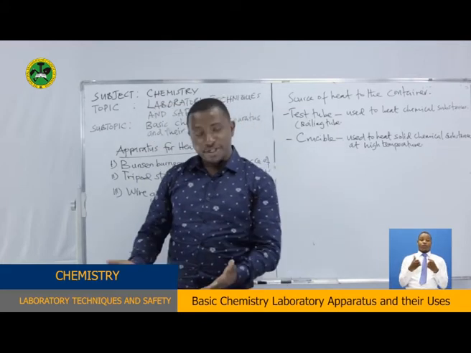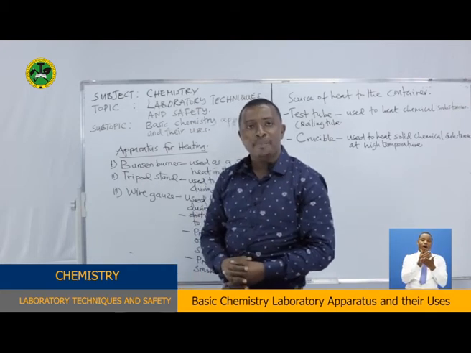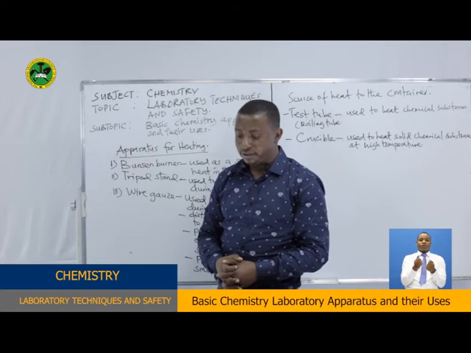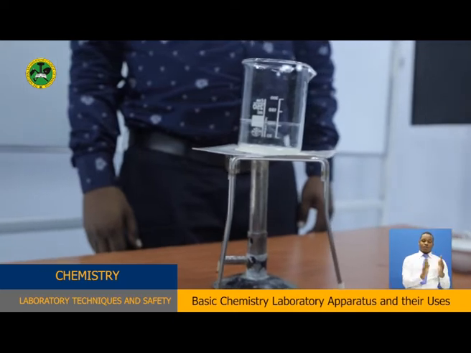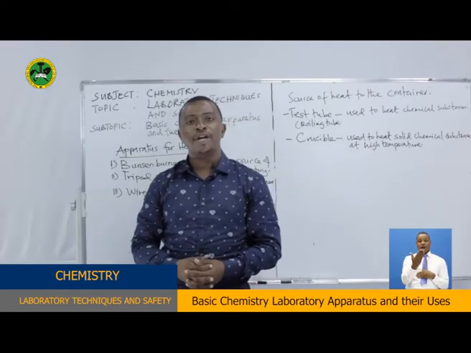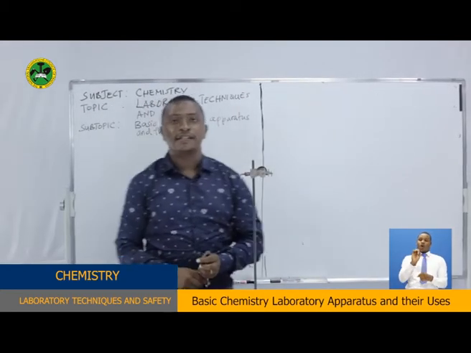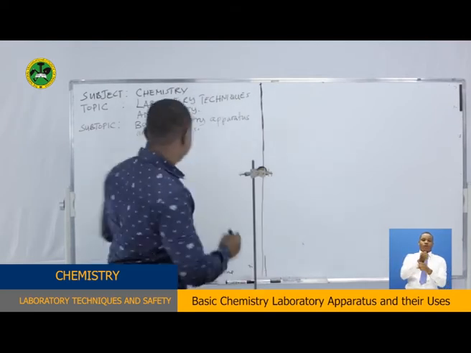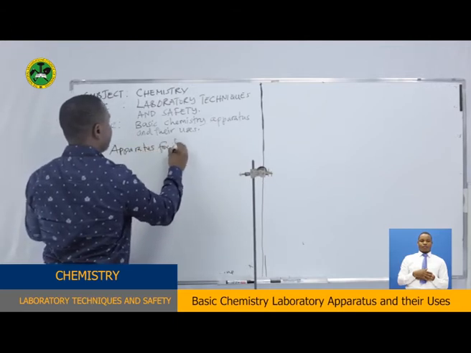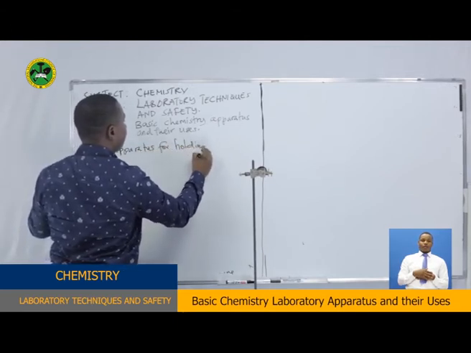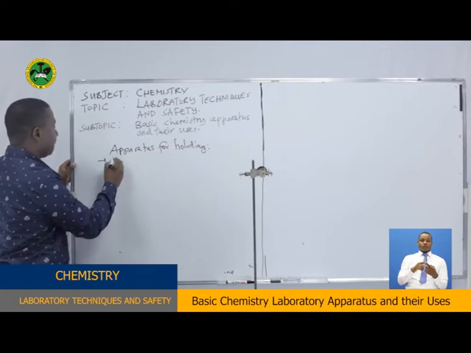Now class, or dear students, these are some of the apparatuses that can be used for heating, and that is the demonstration of the arrangement of the apparatuses for heating. Let us now go to the other apparatuses known as apparatuses for holding. Now class, let us see the apparatus for holding. We have what is known as a retort stand.